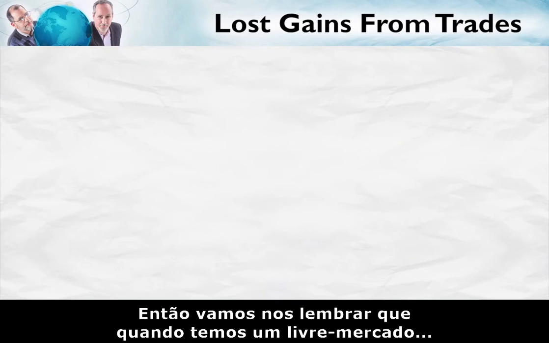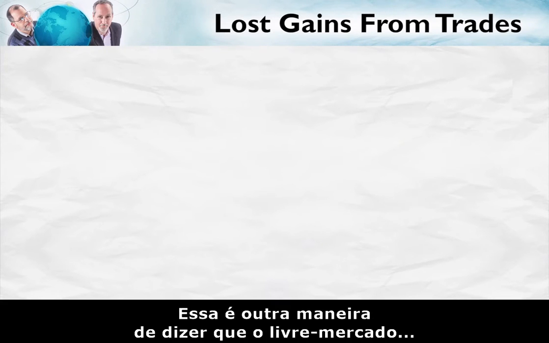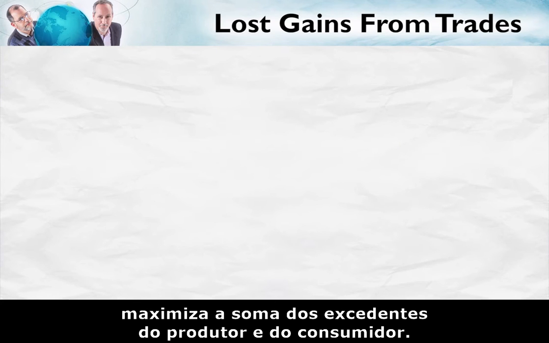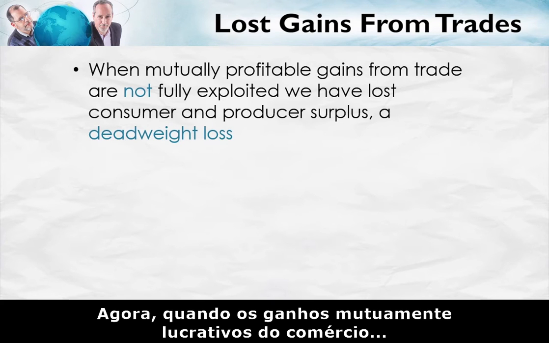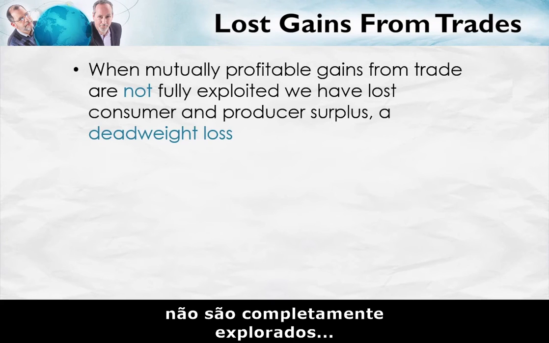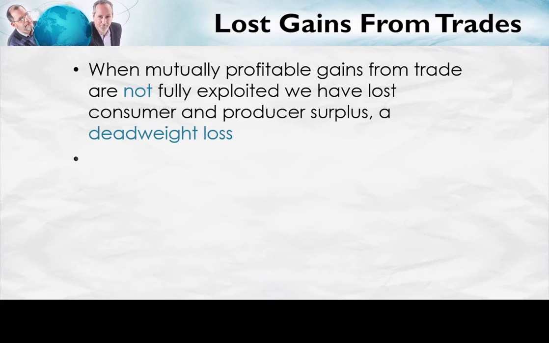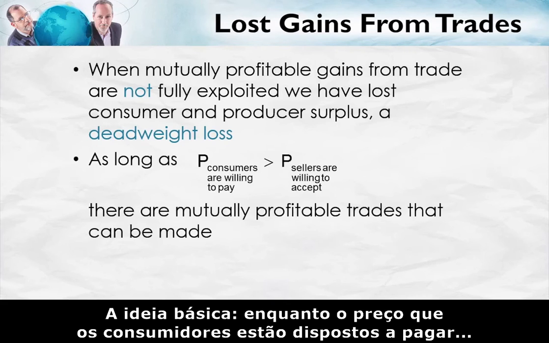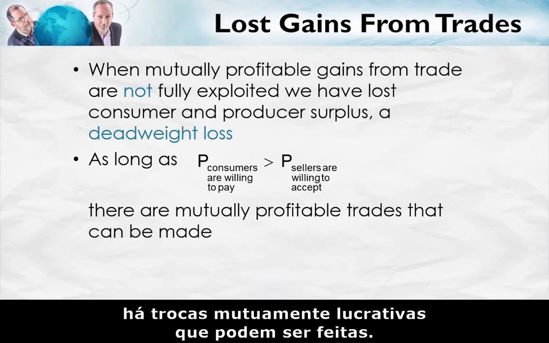So let's remind ourselves that when we have a free market, all of the mutually profitable gains from trade are exploited. That's another way of saying that a free market maximizes producer plus consumer surplus. Now, when the mutually profitable gains from trade are not fully exploited, there's lost consumer and producer surplus, or a deadweight loss. The basic idea: as long as the price that consumers are willing to pay exceeds the price that sellers are willing to accept, there are mutually profitable trades that could be made.